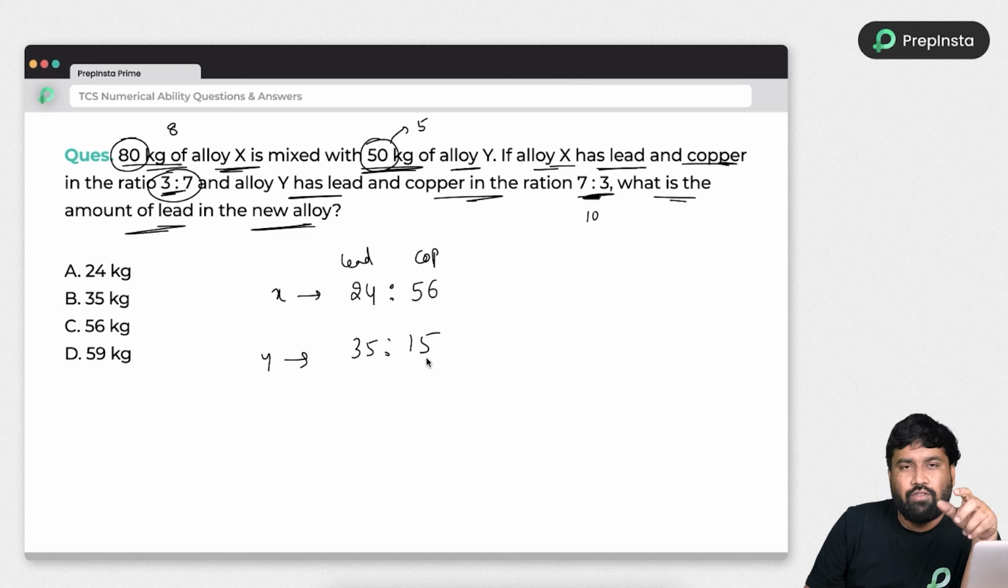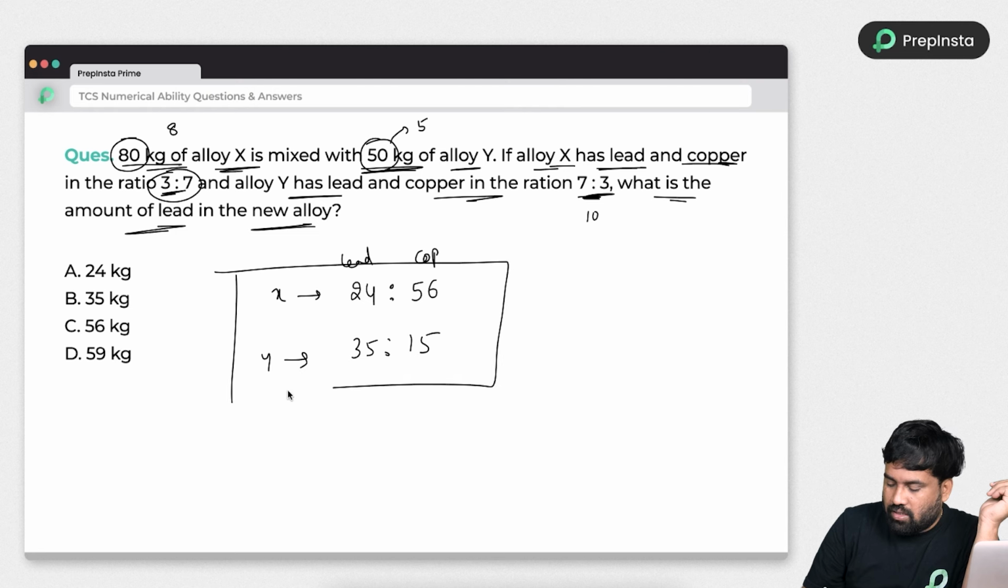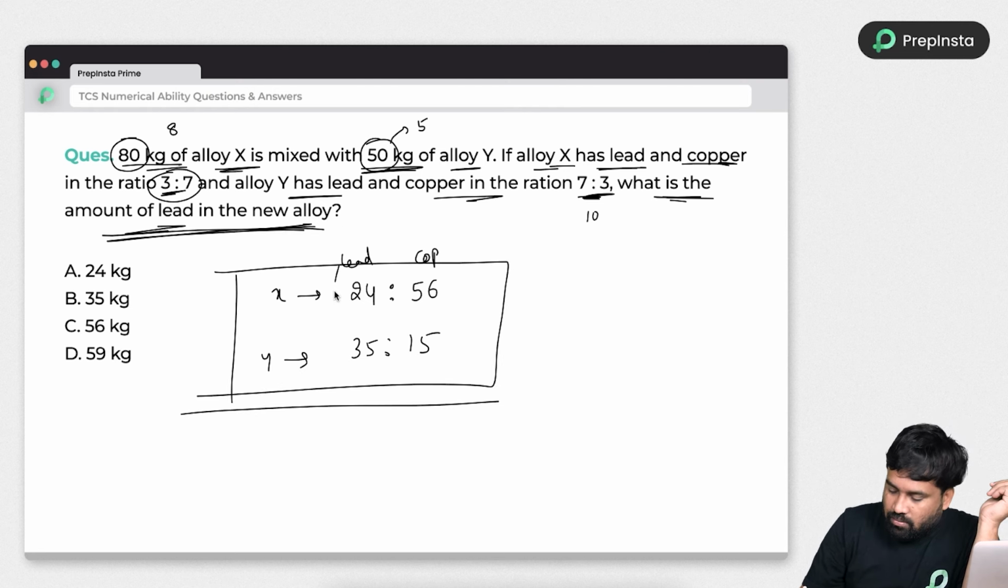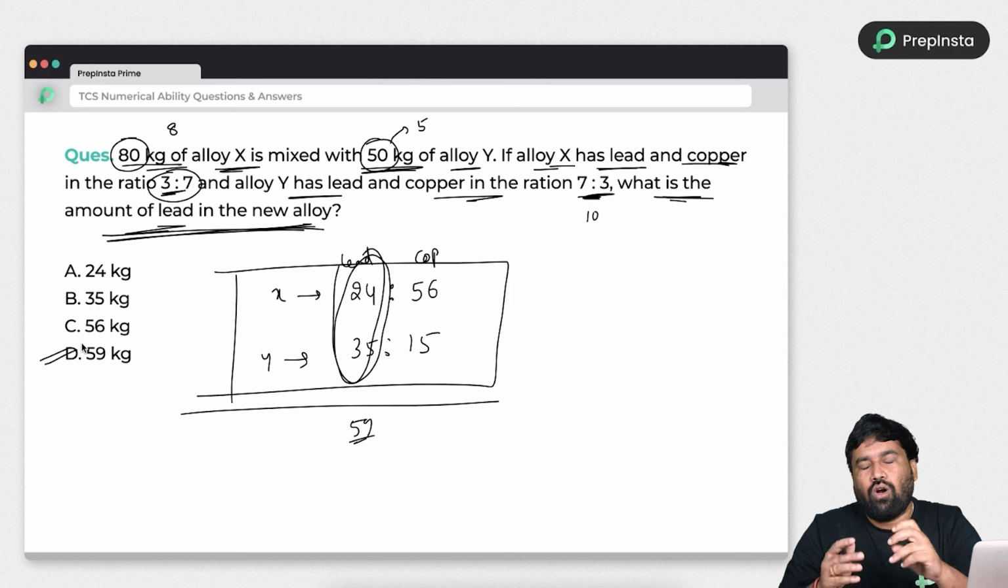See, 35 plus 15 is 50, 24 plus 56 is 80. So they are mixed all together. What is the amount of lead in the new alloy? Just add the quantity of the lead, which is 59 kgs. Answer completed. You don't have to worry.